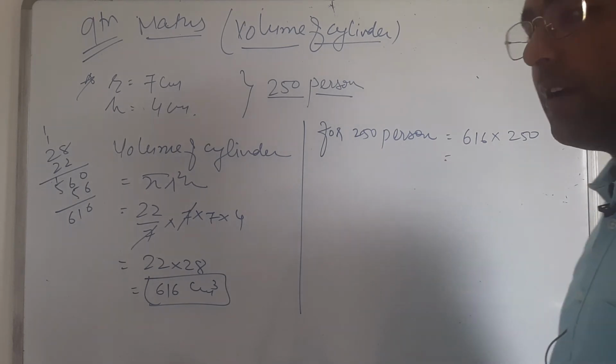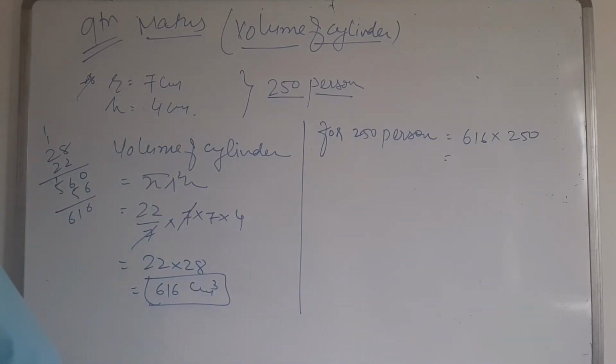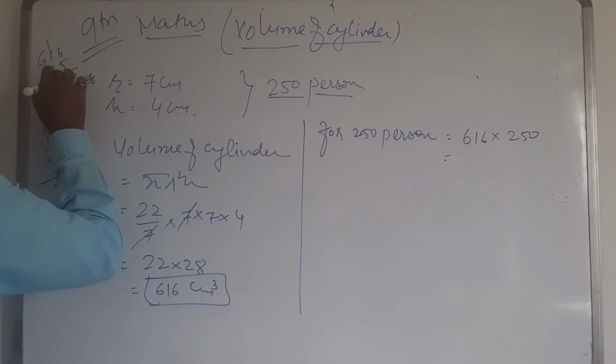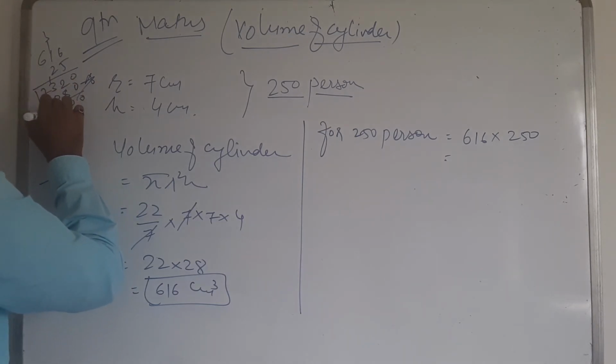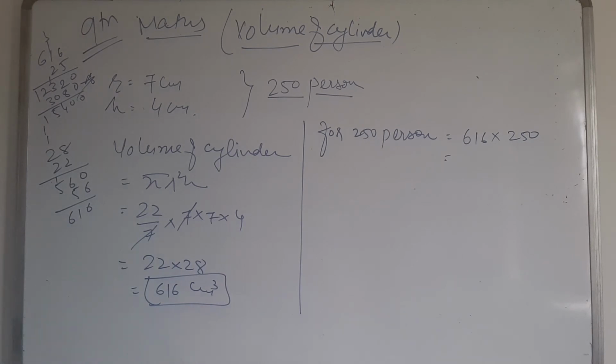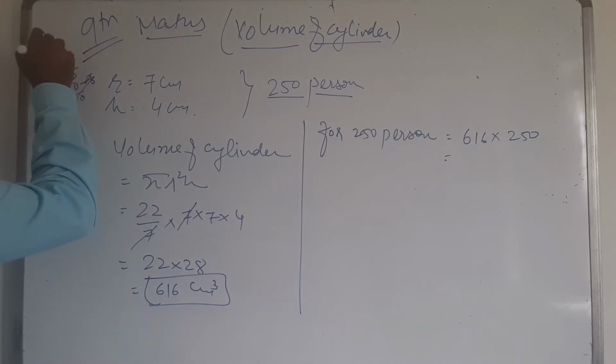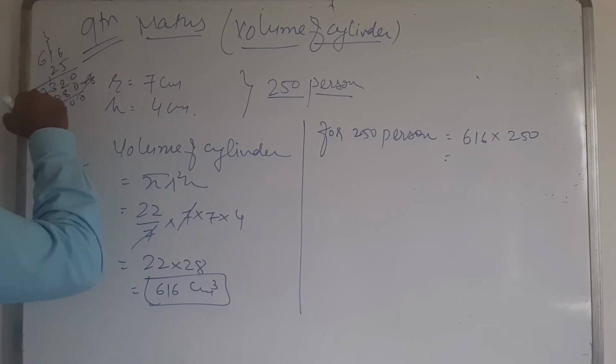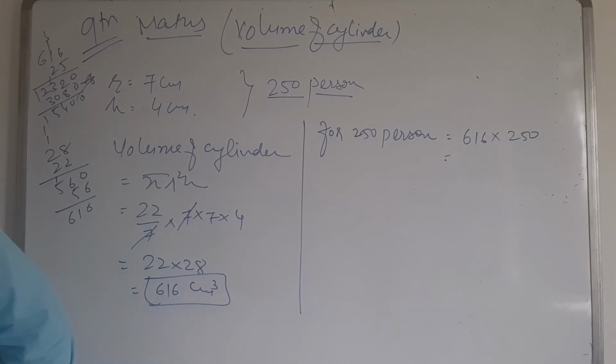Now 616 multiply by 25. Multiply it fast, students. 616 into 25. 6 2s are 12. 2 1s are 2 plus 1, 3. 6 2s are 12. 6 5s are 30. 3 carry 5 1s are 5. 5 plus 3, 8. 6 1s are 30. 6 5s are 30. 0, 8 plus 2, 10. 3 plus 1, 4. 3 plus 2, 5. 1 5 4 0 0.